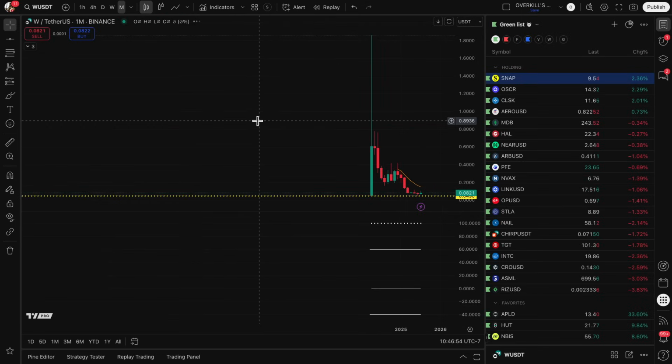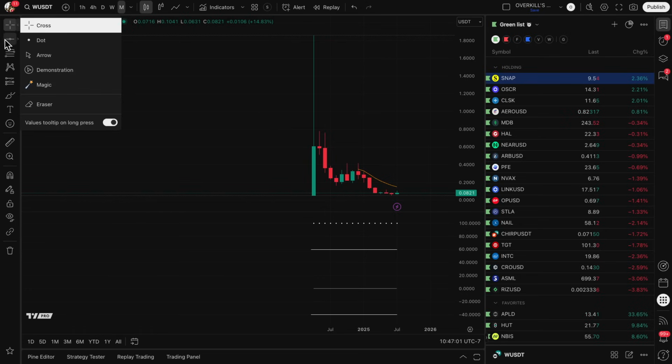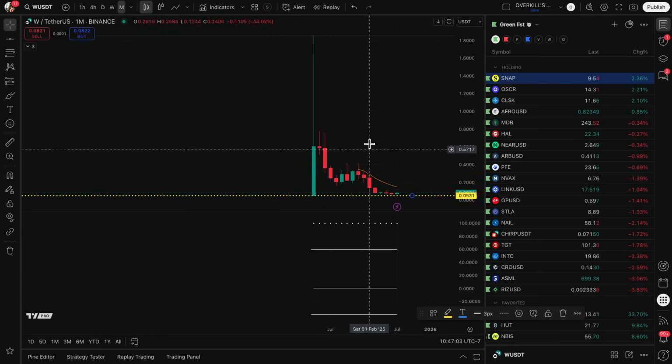Wormhole here. Let's see. So this one is down here where it opened up. So this was the price where it became a thing down here at 5 cents. So I would definitely use that as your support level there.